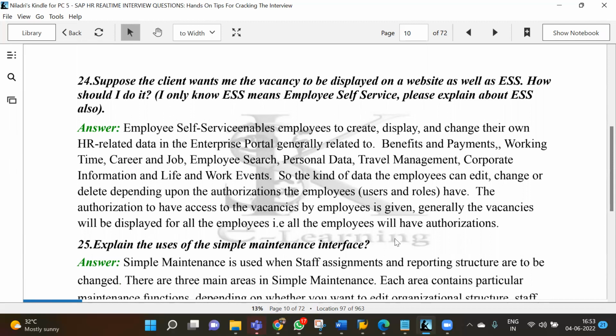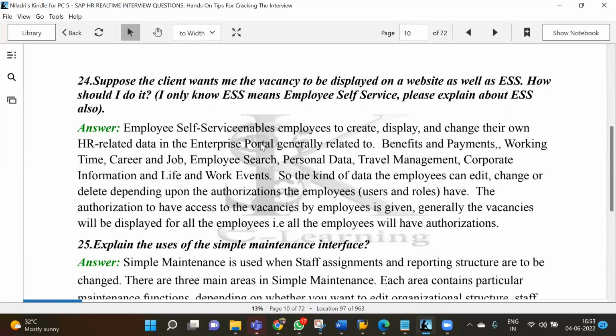So this is again vacancy, mostly from an ESS point of view, to think about it, right? It is mostly related to benefit payment, working time, career, and all those things. And if you want to showcase them, then you just need some kind of authorization. This is pretty much straightforward in SuccessFactors, but it is not direct here. I have not seen it from my experience. You have to give some access to the employees so that they can explore.